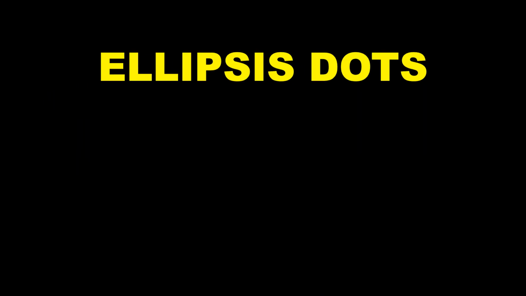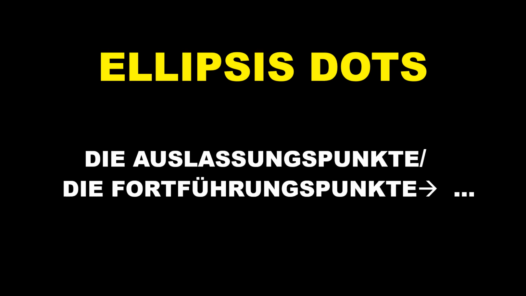Next one is ellipsis dots. In German it has two words. Die Auslassungspunkte or die Fortführungspunkte. You can break the word and speak correctly. So these three dots, they are called die Auslassungspunkte oder die Fortführungspunkte. Let's go ahead.